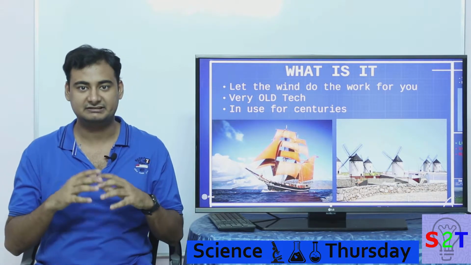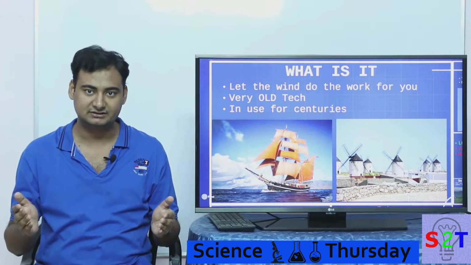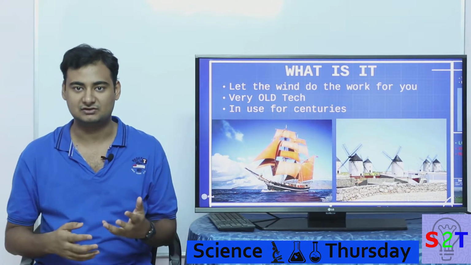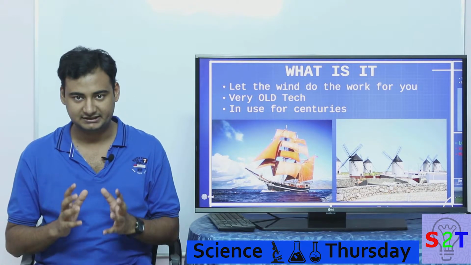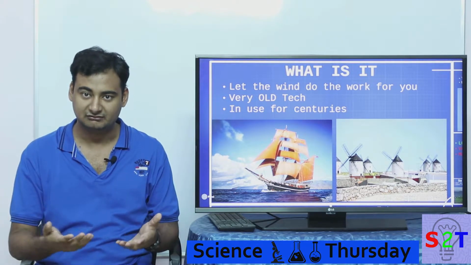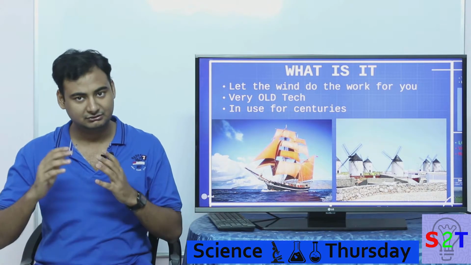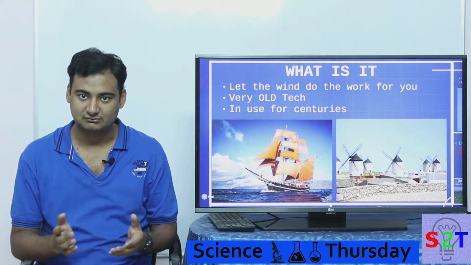Basically, the sun creates a temperature differential, and based on that, wind moves. It's also helped by the fact that Earth is spinning. So it is solar energy. Directly, it is solar energy. It's just converted into a different form. So you let that energy do the work for you.